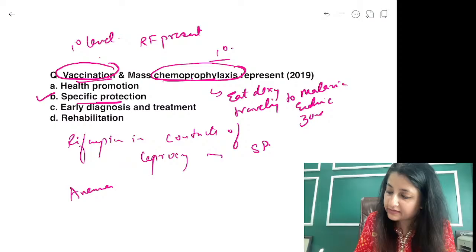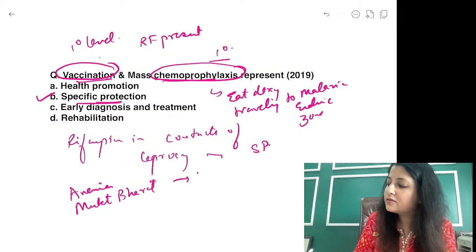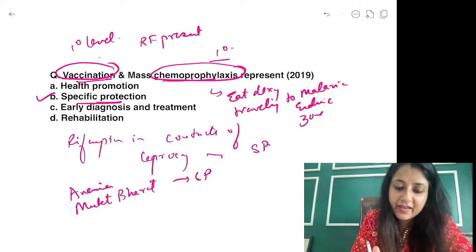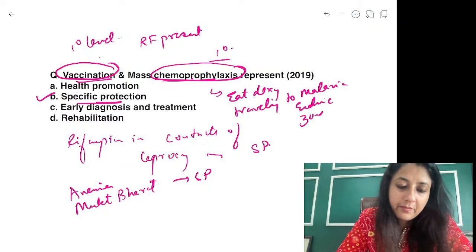Anemia Mukt Bharat. Now what is Anemia Mukt Bharat? Again, this is specific protection. Anemia has not happened yet. We have to prevent anemia from happening. Okay. Yes.